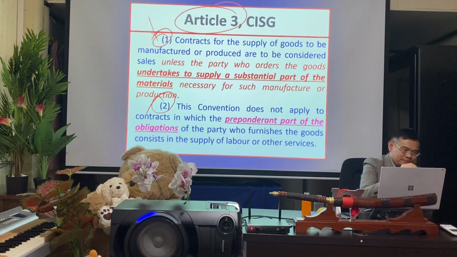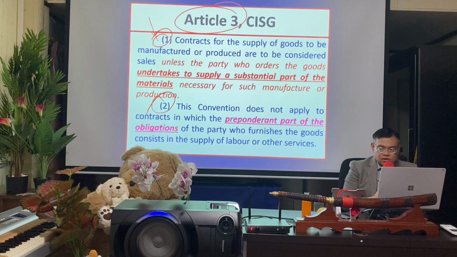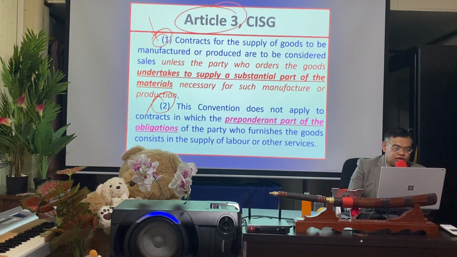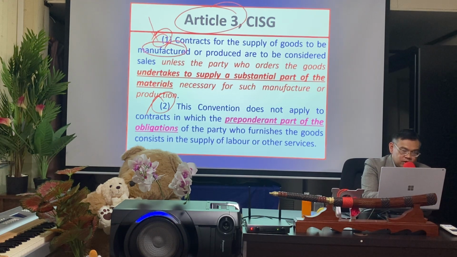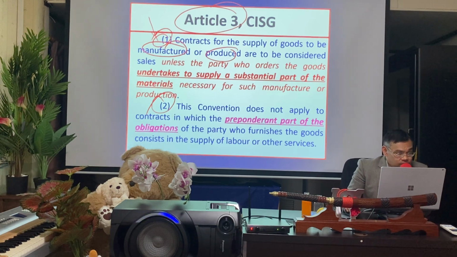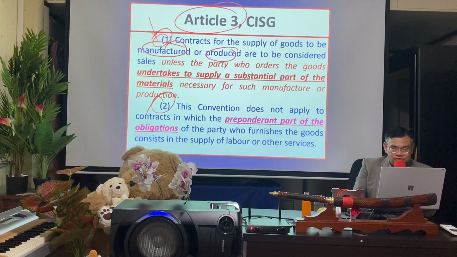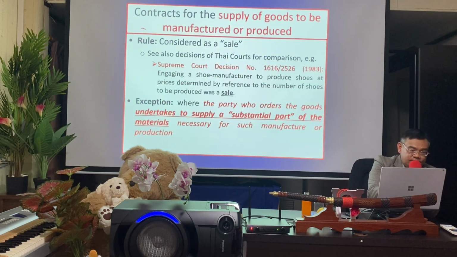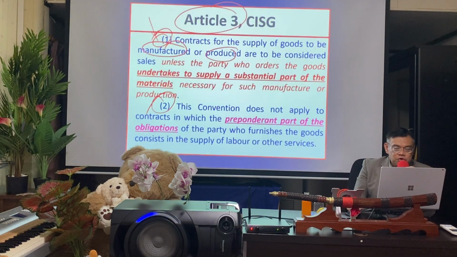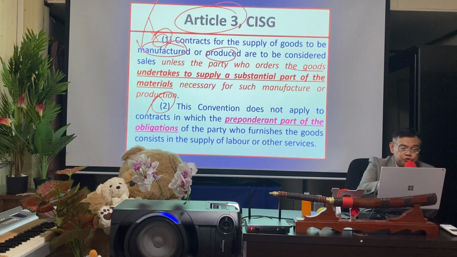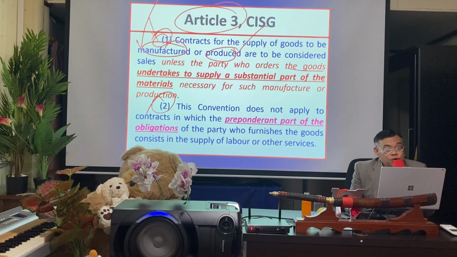Now we're coming to scenario number 1. If you look at the wording here: contracts for the supply of goods to be manufactured or produced are to be considered sales, unless the party who orders the goods undertakes to supply a substantial part of the materials necessary for such manufacture or production. So in a way, what does this contract involve? The rule is that when A orders goods from B and asks B to manufacture or produce those goods, will that be considered a sale?